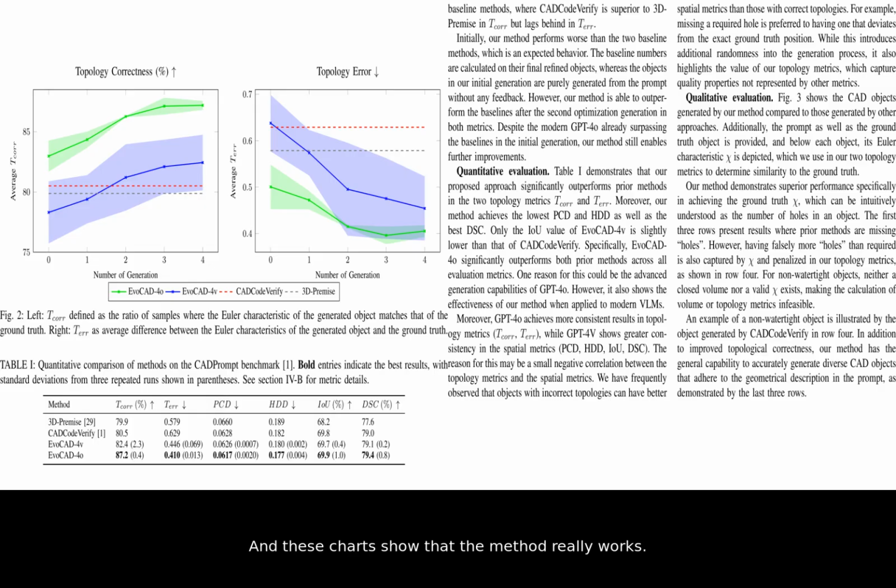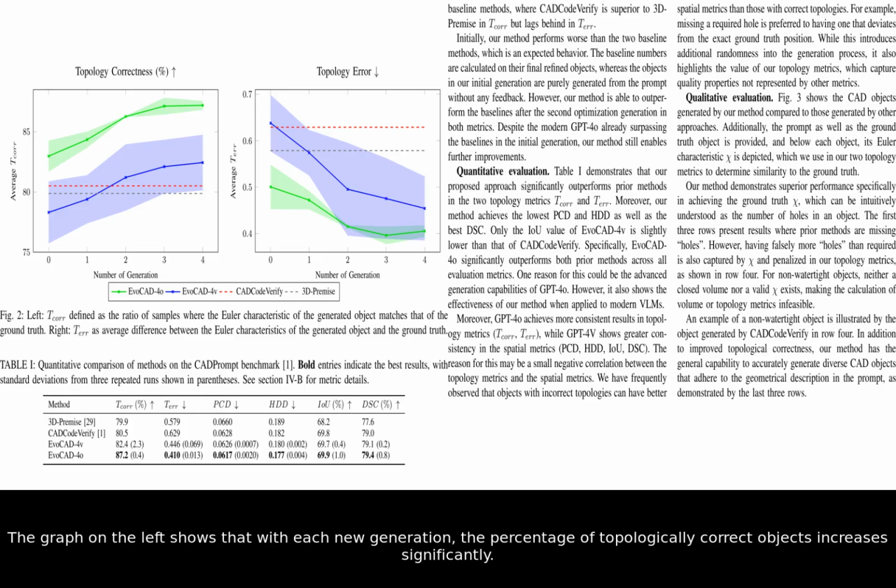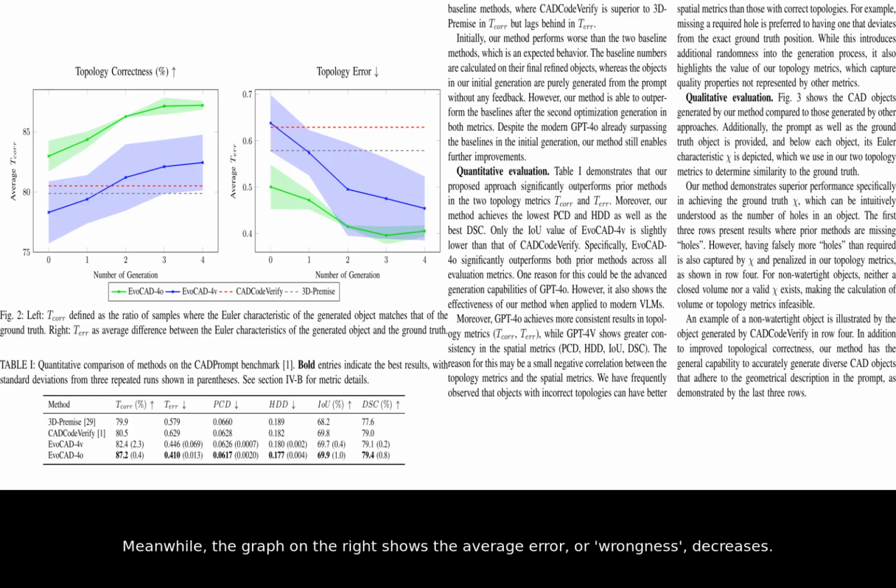And these charts show that the method really works. The graph on the left shows that with each new generation, the percentage of topologically correct objects increases significantly. Meanwhile, the graph on the right shows the average error, or wrongness, decreases. This proves the system is effectively learning and improving over time, homing in on the correct design.